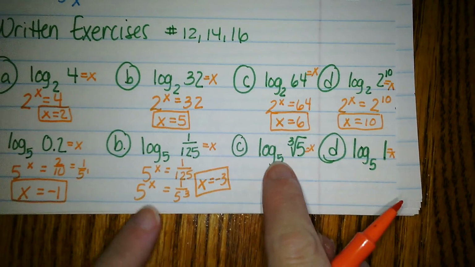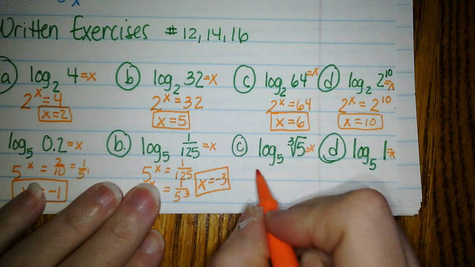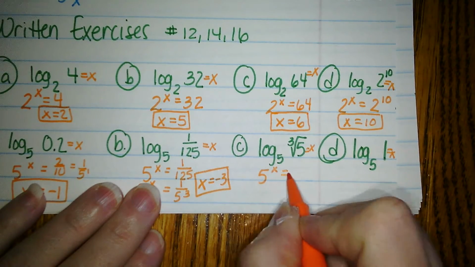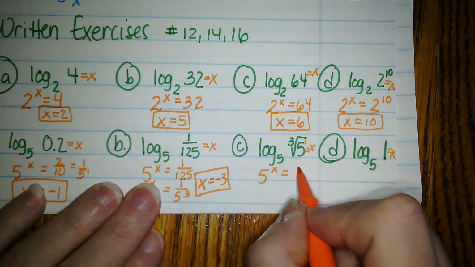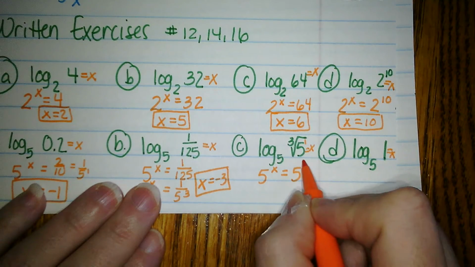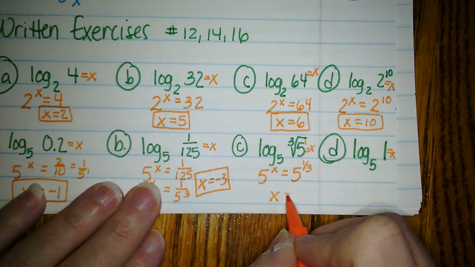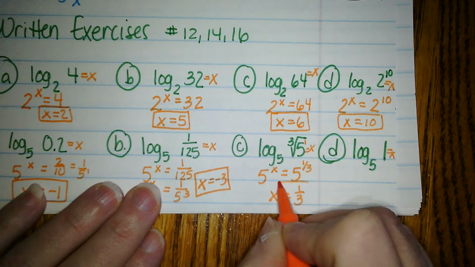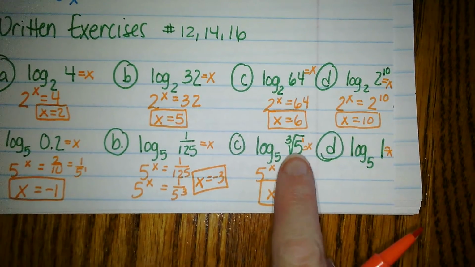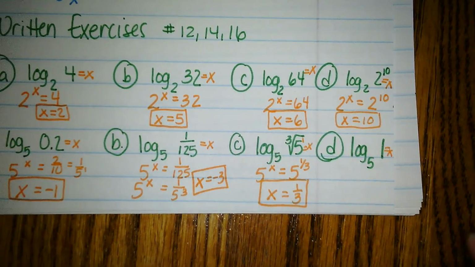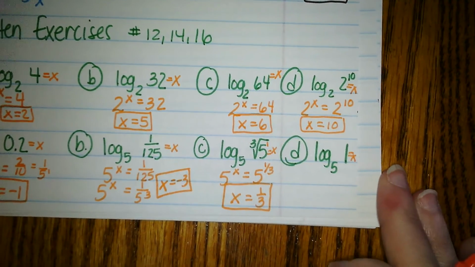This one, 5 to the x equals the cubed root of 5. The cubed root of 5, written as a fraction, power on top, root under the ground. So that's 1/3. That means x has to be 1/3. So remember, we're bringing back our exponent rules, our radical rules, decimals, negative exponents, all of that's into play now.